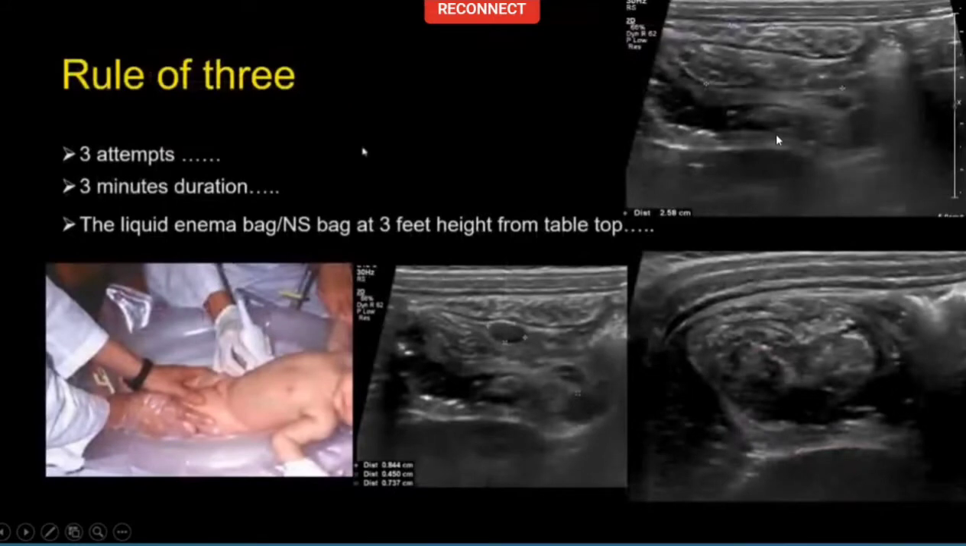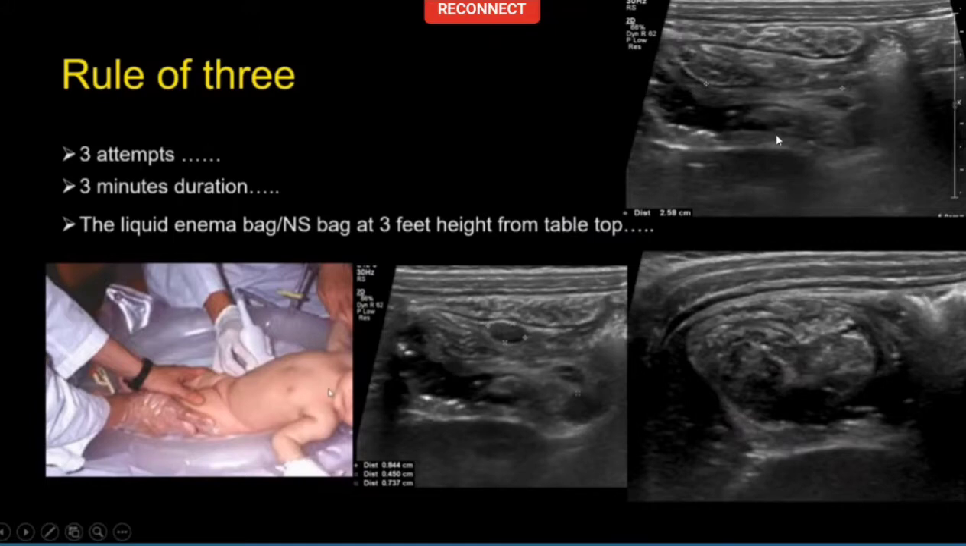So now you have to consider, when it comes to hydrostatic ultrasound guided reduction of intussusception, there is a rule of 3. You have 3 attempts, 3 minutes duration, and the liquid enema bag, the normal saline or Ringer's lactate, at a height of 3 feet from the tabletop.